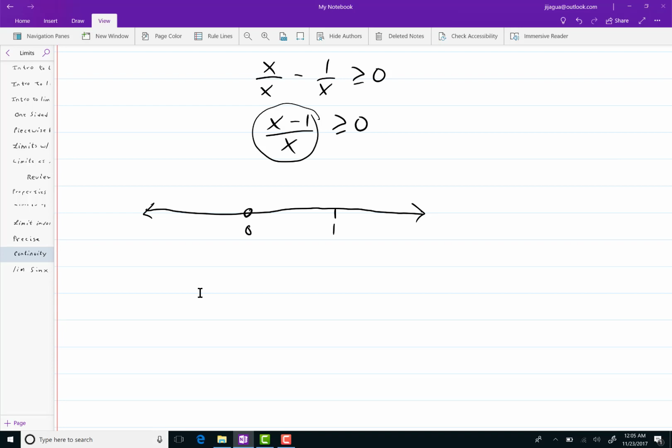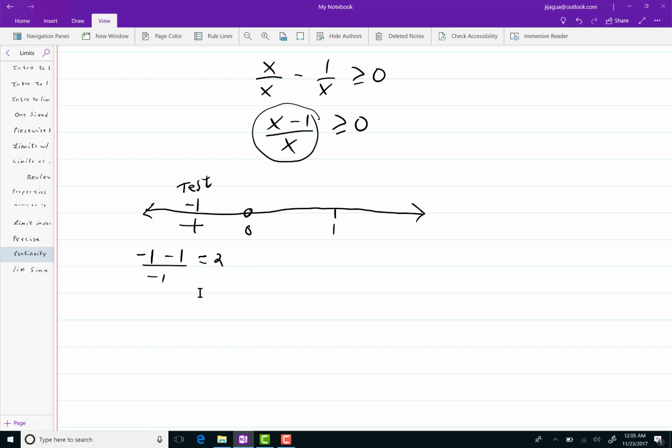For example, if I pick negative 1, they call this a test point. Let's see what happens when I plug negative 1 in for x. So I'll have negative 1 minus 1 divided by negative 1. That's equal to a positive 2. What I'll do here is put a plus to indicate that it's positive on that interval.